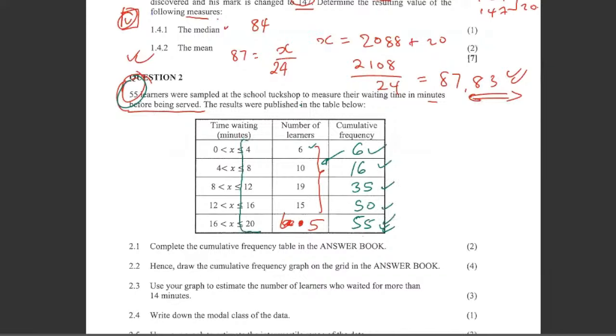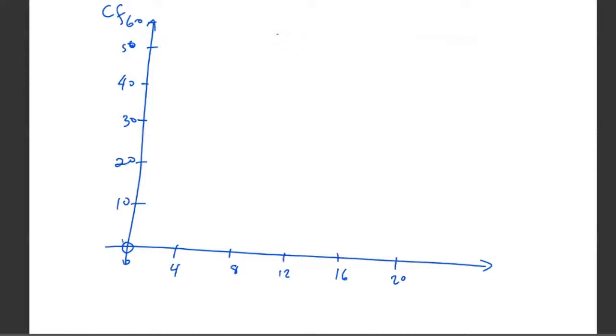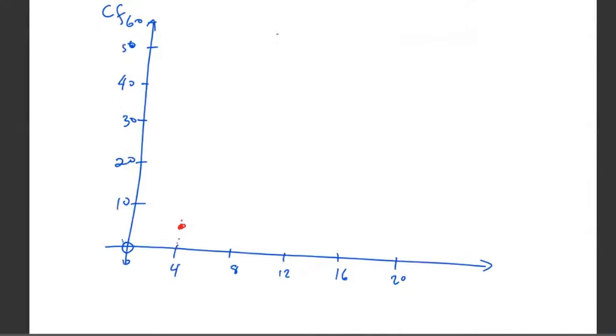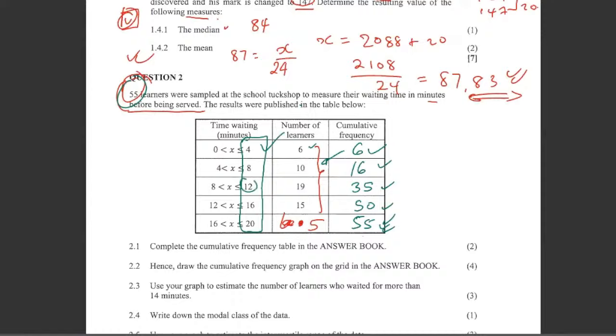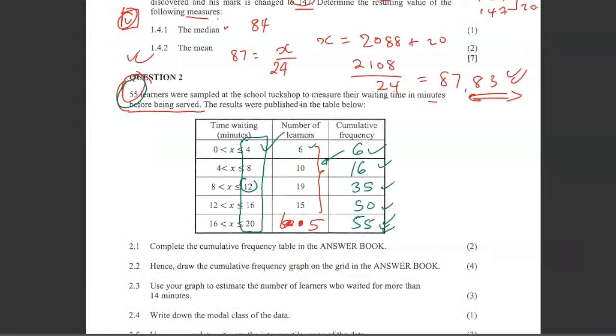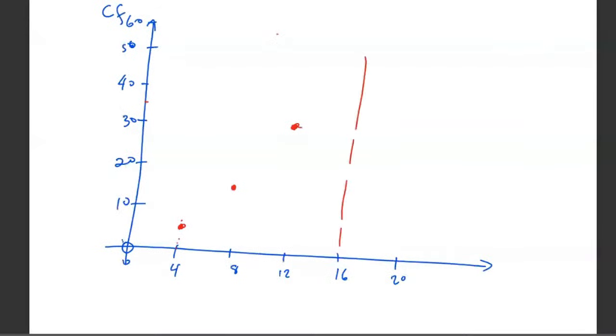Now, when you're plotting your cumulative, remember we're focusing on the upper intervals as well as the cumulative. So we're using these numbers and the cumulative. So 4 is going to go with the 6. 6 is slightly above the halfway mark, okay? Then the next one, which is 8, is going to go with 16. 16 is slightly somewhere there. Remember, it's an estimate, it's a sketch. Then 12 is 35, which is just halfway. And then 16 is 50, which is somewhere there. And then 20 is 55, which is not so far away from there.